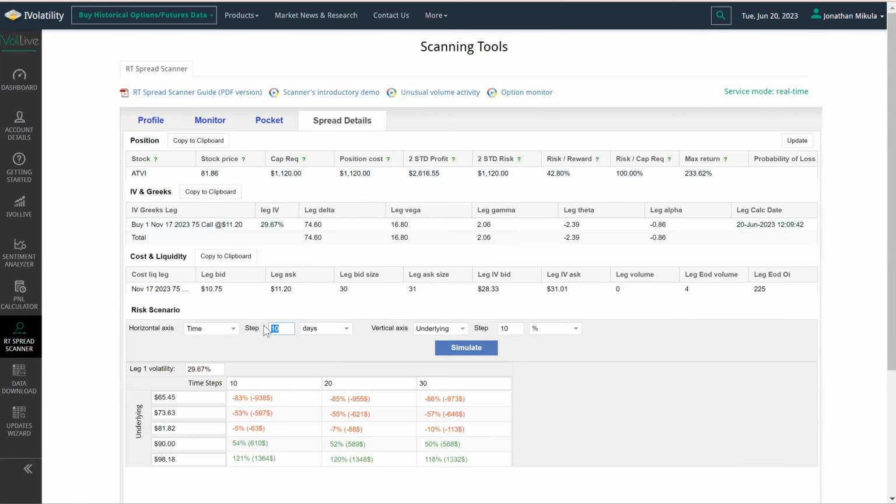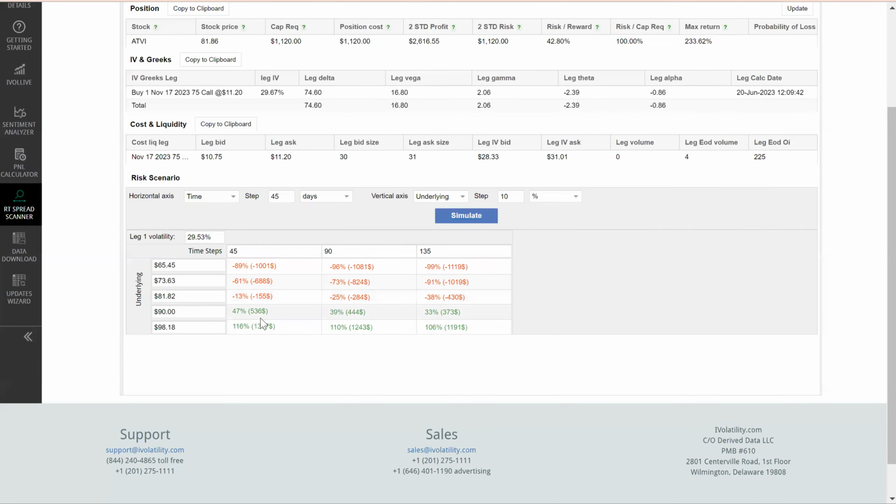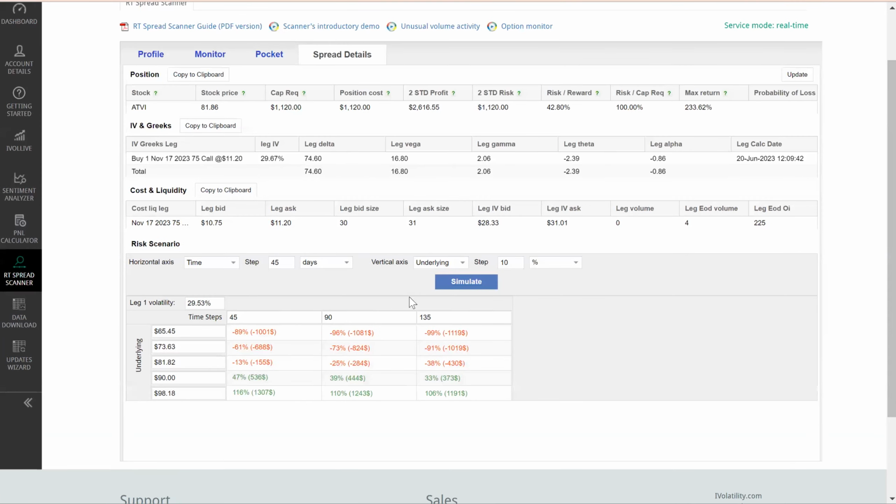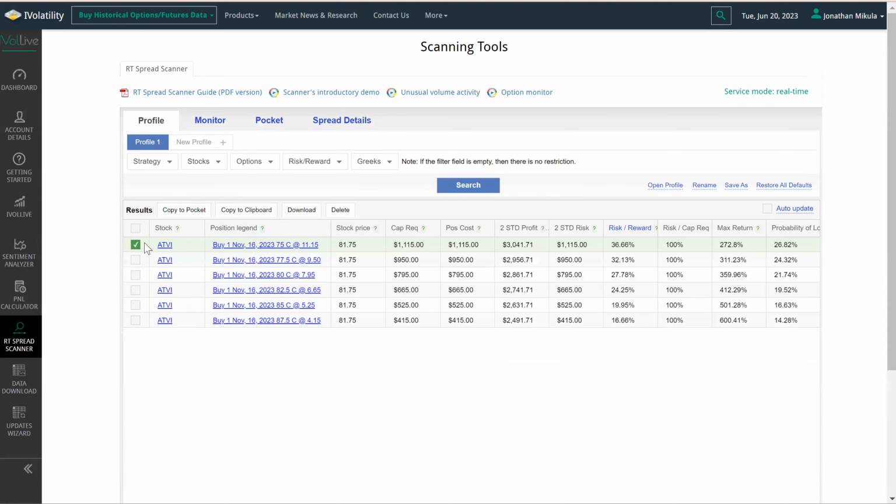But point is, we can update, we can say, well, what about every 45 days, right? And this again will be our nice little sweet P&L calc, quick and dirty, for this particular position. And so we know where we need the stock to go in order to start showing a profit. And we know what happens if it starts going against us. So once you find a trade that you like, copy to pocket.